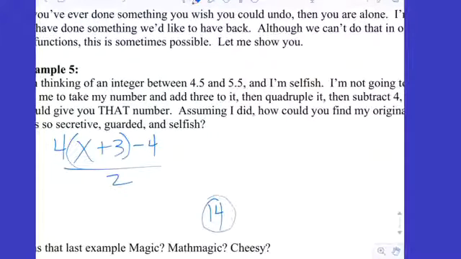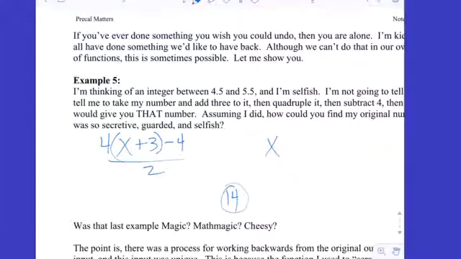In general, you could take the number I give you, which I'm going to call x, again, and what would be the first thing you would do if you were working backwards? You would have to multiply by 2, right? If the last thing I did to get to 14 was divide by 2, the first thing that you're going to do is multiply by 2. Then you would do what to that? Add 4, right? The second to last thing I did was subtract 4, so the second thing you're going to do is add the 4 back.